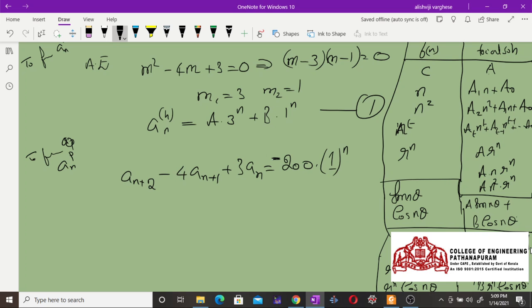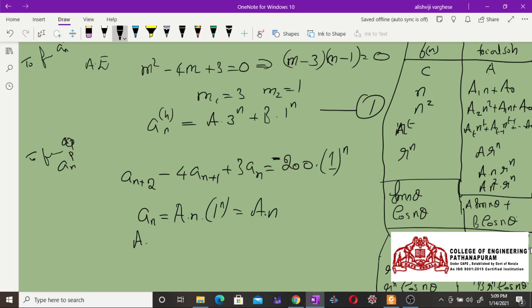therefore the trial solution is a_n is equal to a constant a into, since 1 is a solution of the auxiliary equation, and therefore it is n into r raised to n or 1 raised to n. So a into n can be taken as a trial solution, and by substituting this in our equation, a_n is equal to capital A, a constant, into n.